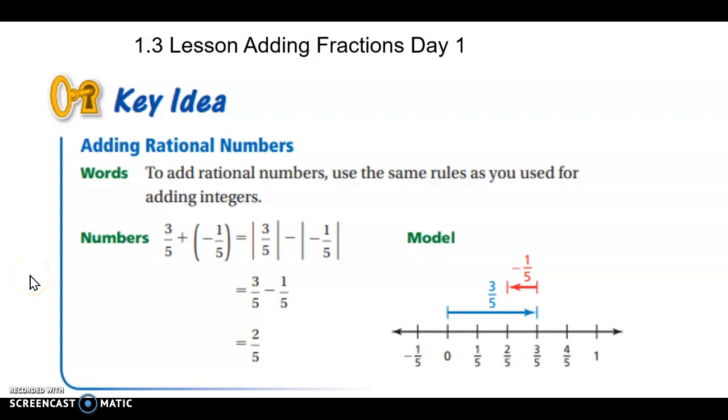All right, chapter 1.3. What we're going to do today is adding fractions, positive and negative fractions. When we're adding rational numbers, you're going to use the same rules we did for adding integers. If they both have the same sign, you add and keep the sign. If they have different signs, even though it's an addition problem, you will subtract the two numbers and keep the sign of the greater absolute value. So same as we did with integers, now we're just going to do fractions.